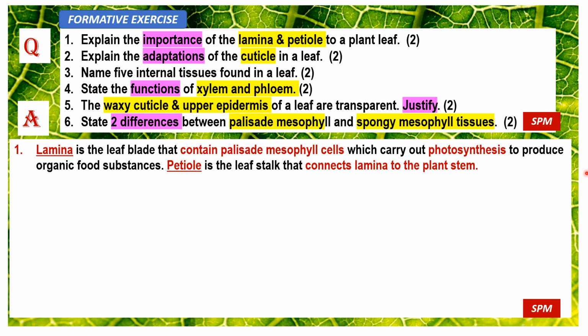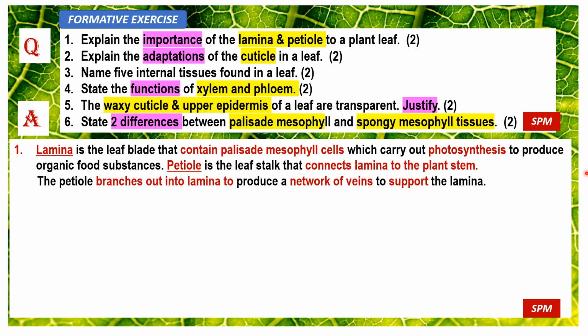And then the importance of the petiole. It is the leaf stalk that connects the lamina to the plant stem in order to receive water and also minerals through the xylem vessels in the petiole. Now the petiole branches out into the lamina to produce a network of veins that help to support the lamina. So in the veins we have the xylem tissues with the lignified cell walls that are hard and strong, and this helps to support the lamina.